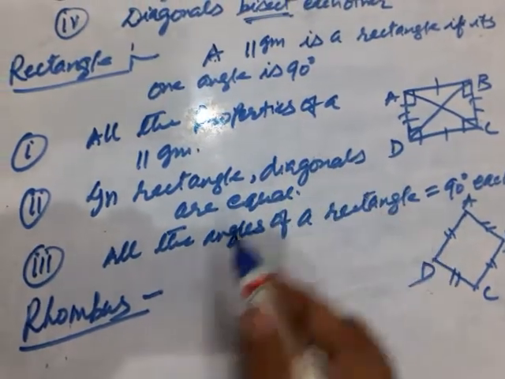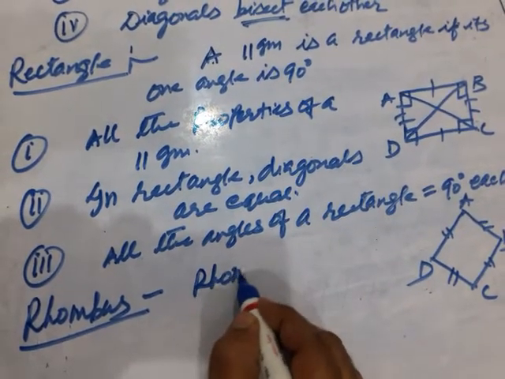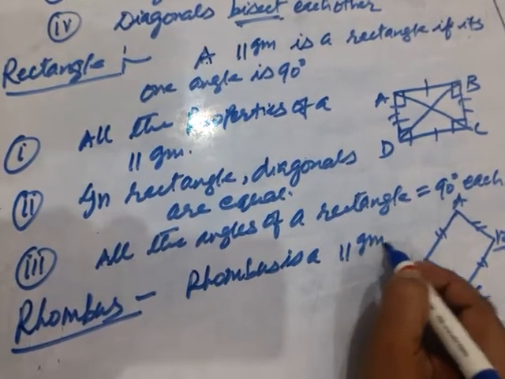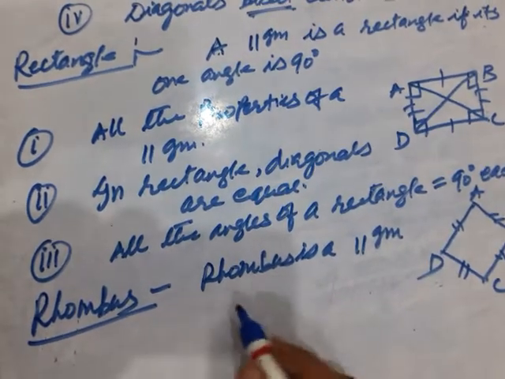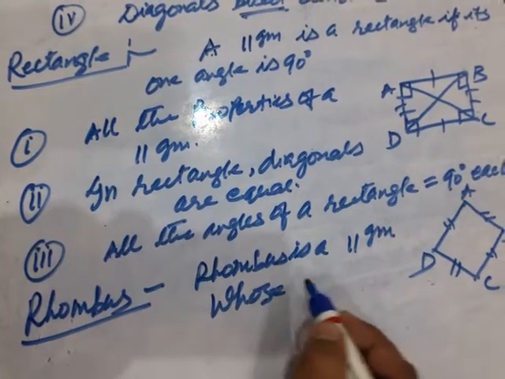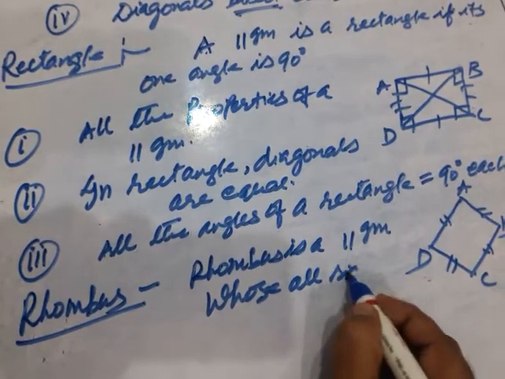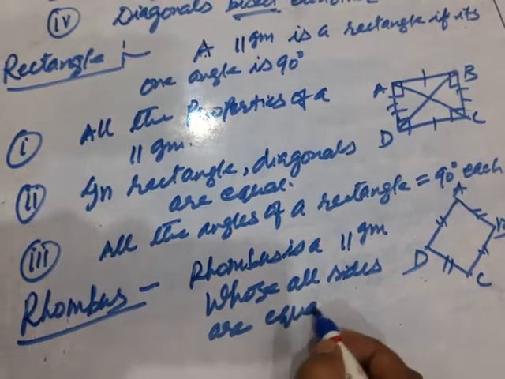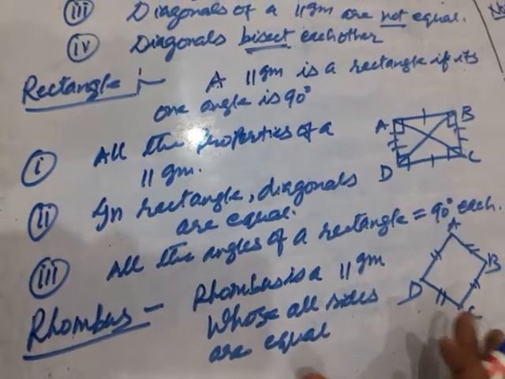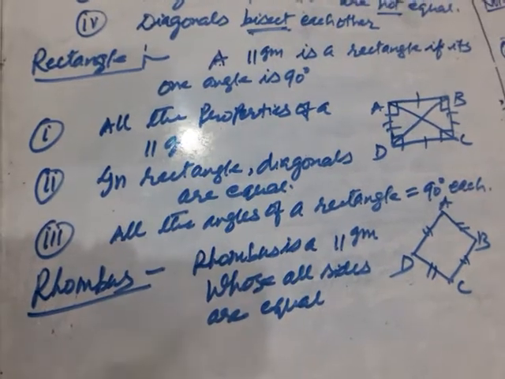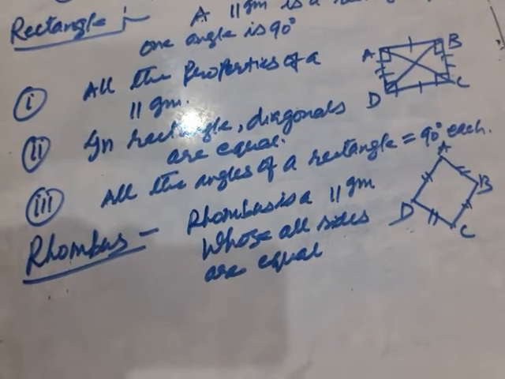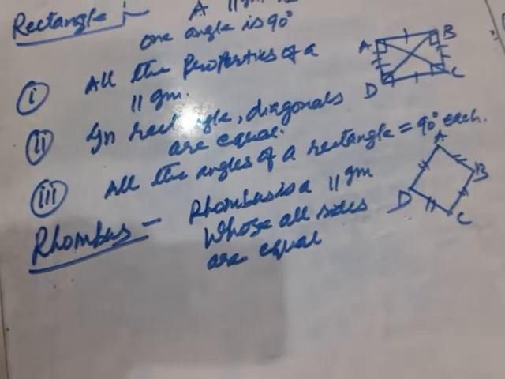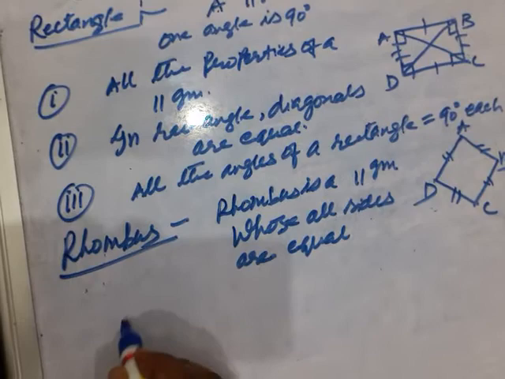So let us write down what a rhombus is, children. A rhombus is a parallelogram whose all sides are equal. This is another type of parallelogram whose all the four sides are equal. The rhombus is a parallelogram whose all the sides are equal. Some additional properties are also there. Number one, let us note down.